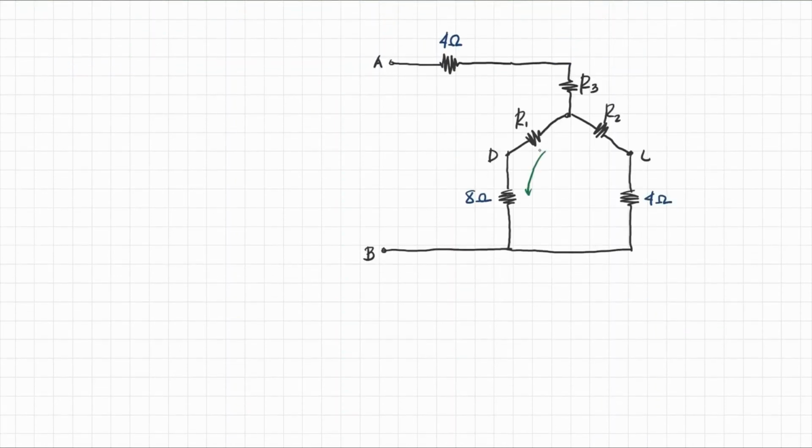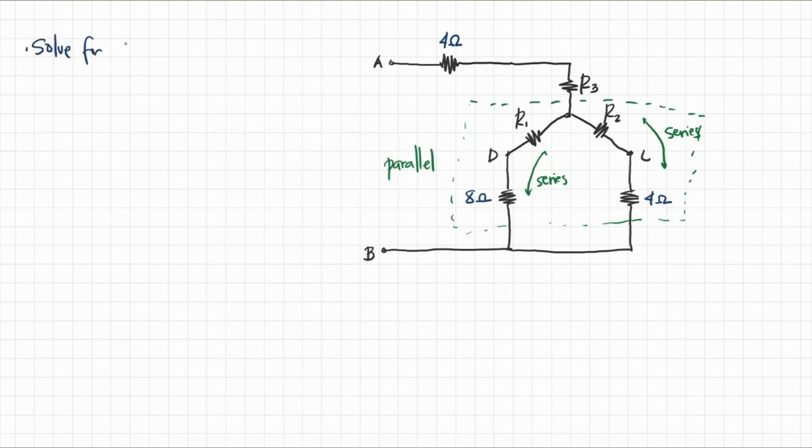So R1 can be observed that it is now in series with 8 ohms. And R2 is also in series with the 4 ohm. And the combinations are in parallel with each other. So therefore, we can solve for that. We just call it RB. RB is equal to R1 plus 8, that is the series on the left, in parallel with R2 plus 4, which are also series connected on the right.